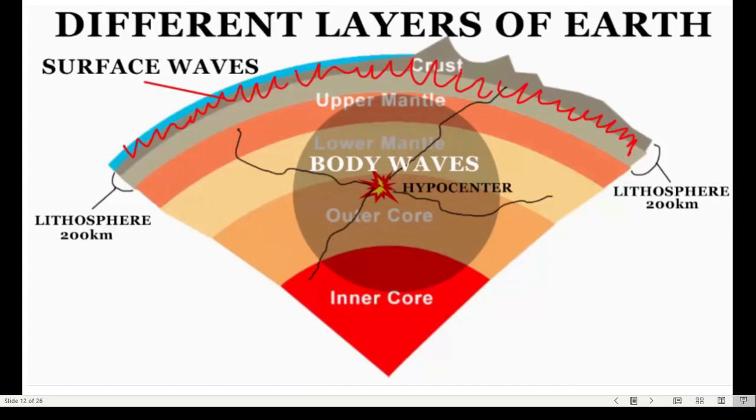So the body waves are generated due to the release of energy at the focus, that is the epicenter, and moves in all direction, traveling through the body of the earth. You know, it travels internally within the earth's surface and moves the interior of the earth. That's why it is referred to as body waves, because it is traveling through the body of the earth.